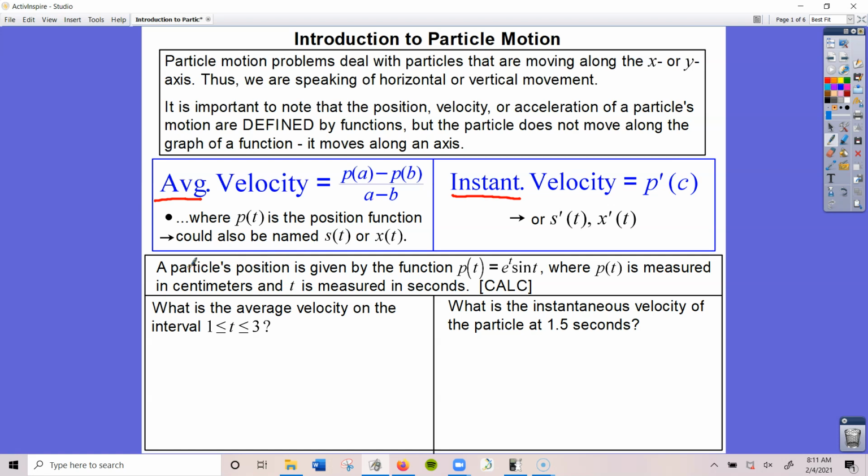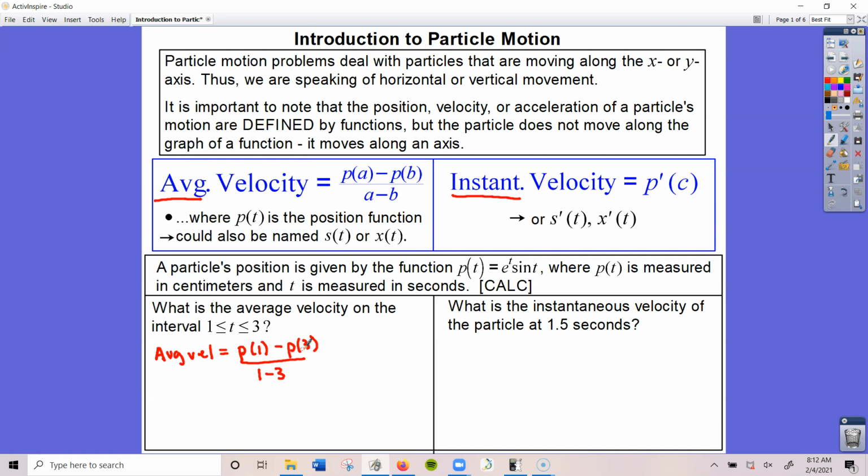So for this problem, it says a particle's position is given by the function p of t equals e raised to the t times sine of t, where p of t is measured in centimeters and t is measured in seconds. And this is a calculator question, so I'm going to have my calculator out. What is the average velocity on the interval? So average velocity is going to be p of 1 minus p of 3 over 1 minus 3.